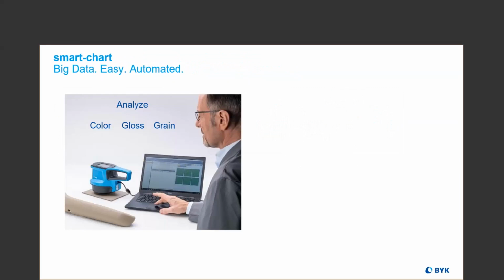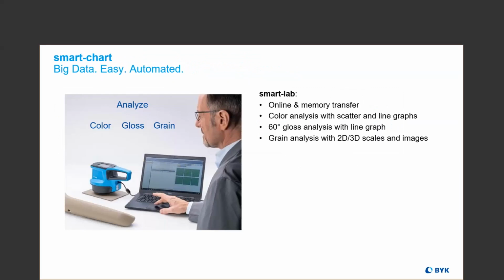Each of these instruments, as with most of our instruments, come with the Smart Chart software. And with that, you get the option to use either Smart Lab or Smart Process. Smart Lab provides for online measurement as well as memory transfer, color analysis with various graphical functions. You can get 60-degree gloss analysis with line graphs. And of course, that grain analysis with all those scales we discussed, as well as the images themselves. You can actually download and see the actual images that the instrument is taking and has analyzed to come up with these 2D and 3D scales.